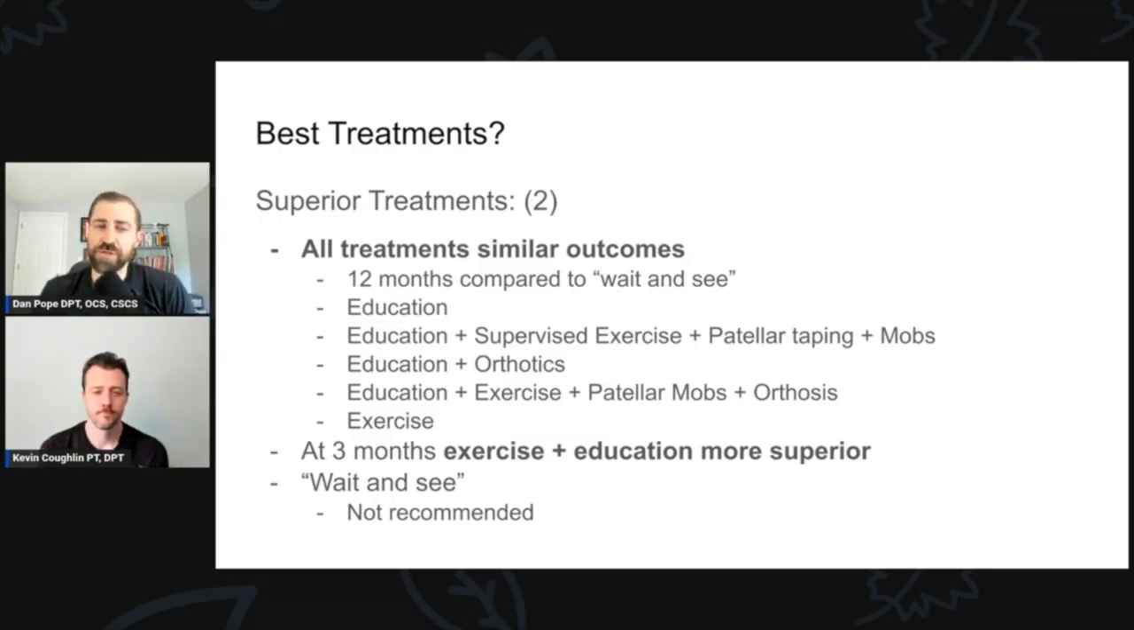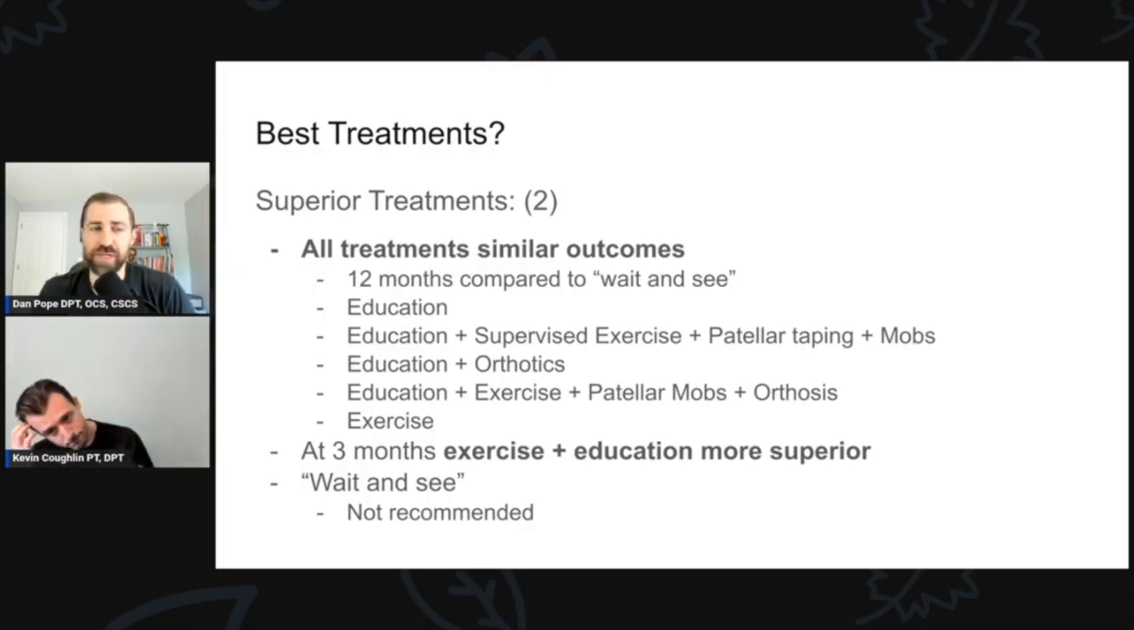And this is from the Winters et al. article, so it didn't include every single intervention, but I thought they were pretty comprehensive. They were basically comparing these intervention groups at 12 months compared to wait and see, essentially doing nothing, right? So education by itself performed the same as education plus supervised exercise, because the education group did have exercise, it wasn't supervised. Patellar taping and MOBs.